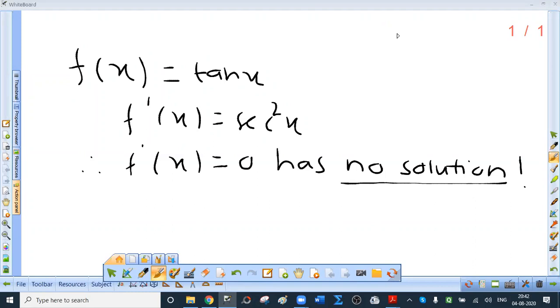Therefore, these functions do not possess extreme, that is, maximum and minimum values.